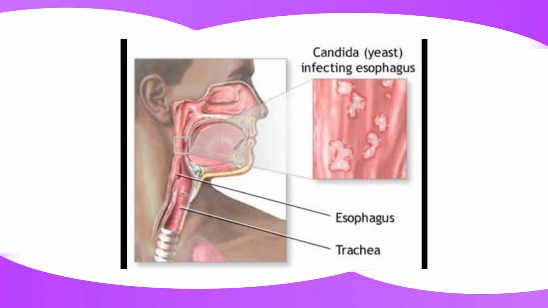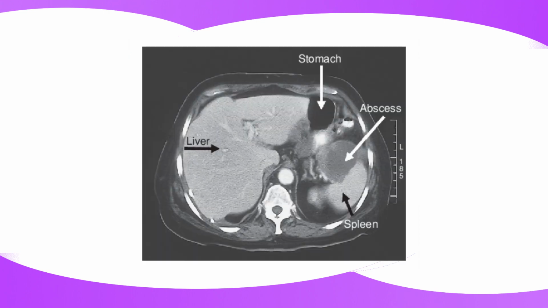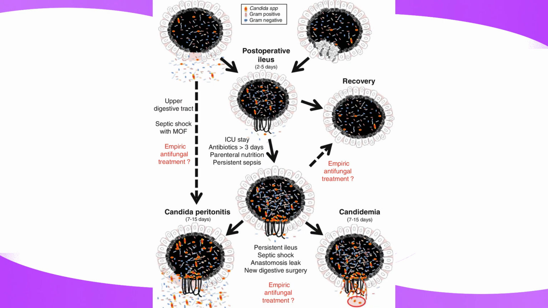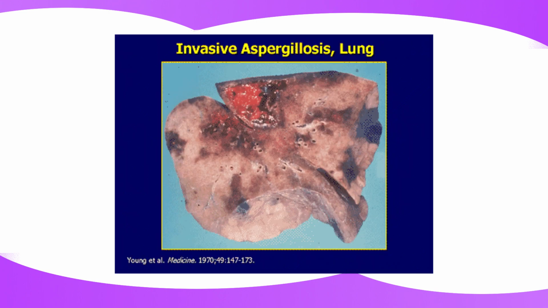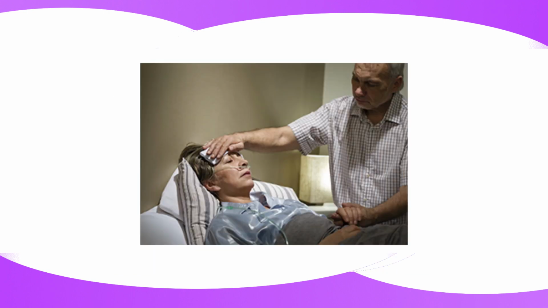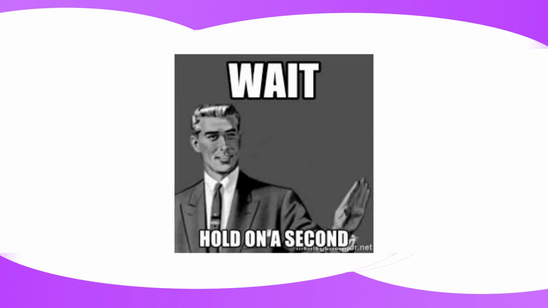Well, caspofungin is used to treat esophageal candidiasis, candidemia, candidal intraabdominal abscesses, candidal peritonitis, candidal pleural space infections, invasive aspergillosis in patients who cannot tolerate other therapies, which include amphotericin B and itraconazole, and finally, empiric therapy of fungal infections in febrile neutropenic patients. Wait, hold on a sec here.